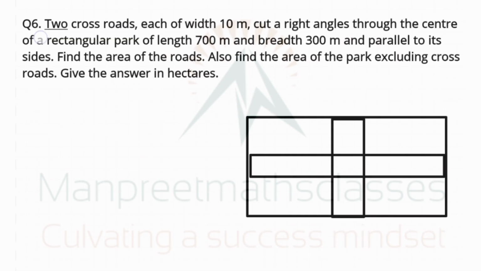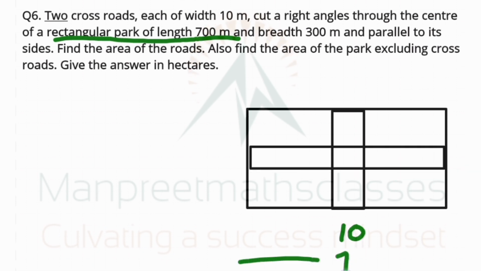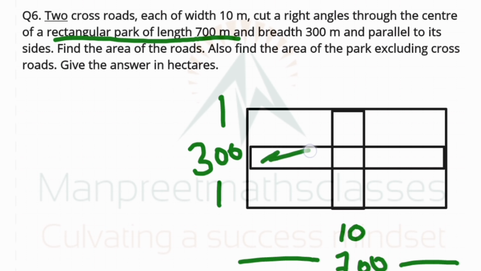Like this, they are saying two crossroads, each of which is 10 meter, which means the width of these crossroads is 10 meter. Next they are saying a rectangular park of length 700 meter. The length of the rectangular park is 700 meter and breadth is 300 meter. Find the area of roads. We need to find this area.